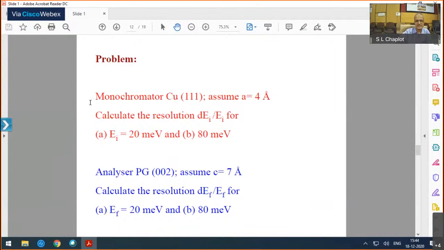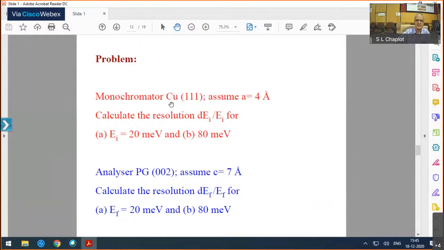Okay, there's another simple problem. Let's try to work it out. In our triple axis neutron spectrometer, we have a monochromator that is copper, and we use a Bragg plane which is 111. The HKL indices are 111. So for this particular value of the HKL index, you have a certain value of the d-spacing and so on.